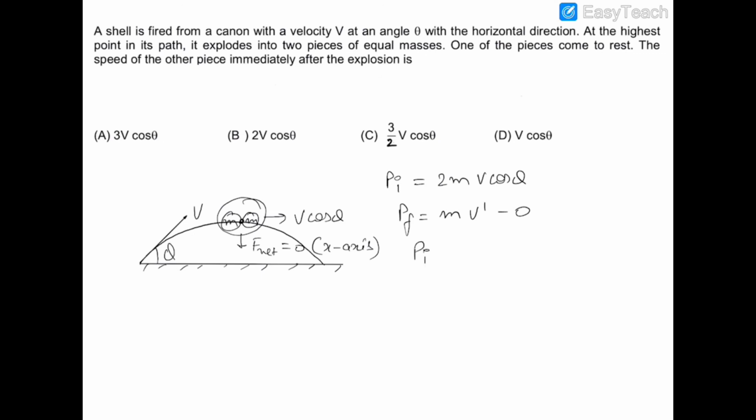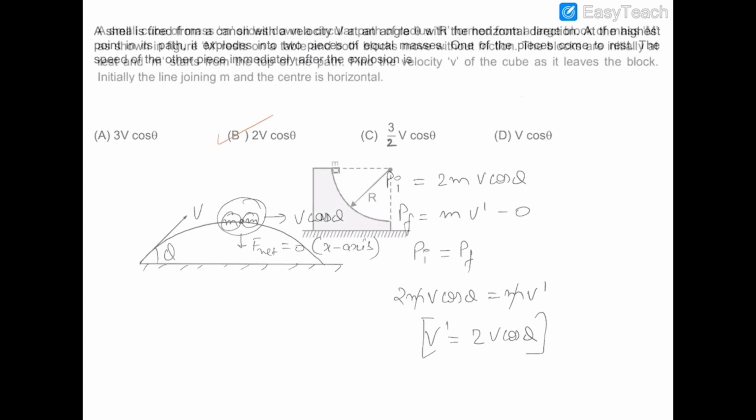If we equate, then P initial is equal to P final. So 2m v cos theta is equal to m v dash, and v dash is therefore equal to 2v cos theta. So this v dash is the velocity of the other part which is moving just after the explosion. So the correct answer will be option number B. Now let's move on to the next question.